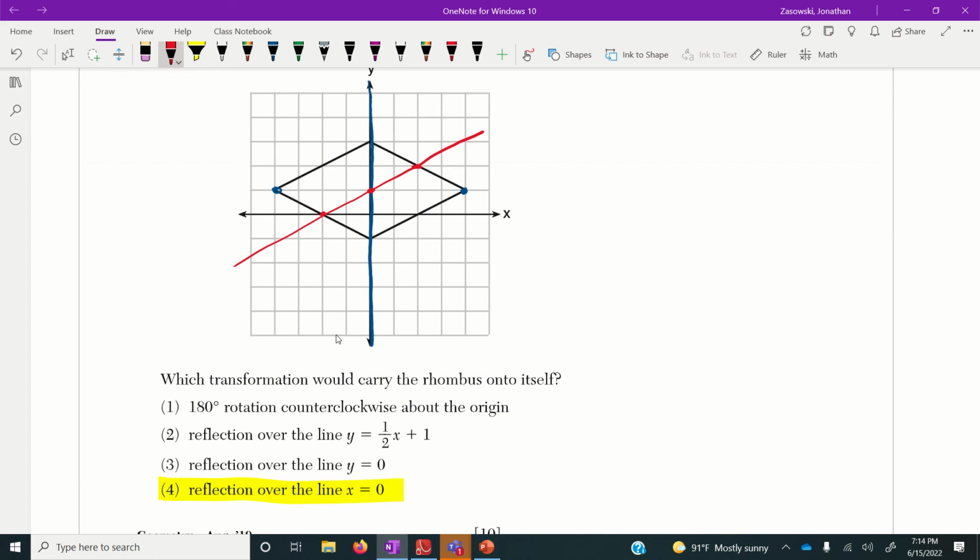But the best answer would be cutting it right down the middle this way. So that's why we're still going with this line, x equals 0. That is the y-axis, and y equals 0 is the x-axis. Just keep that in mind. They're trying to trick you a little bit there, okay?